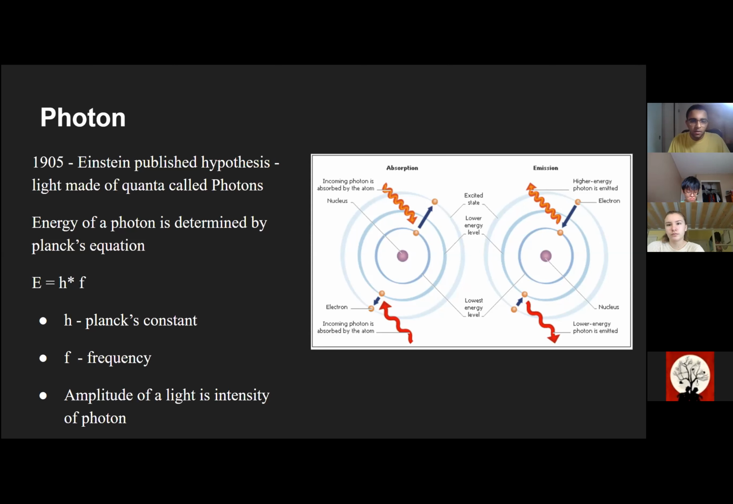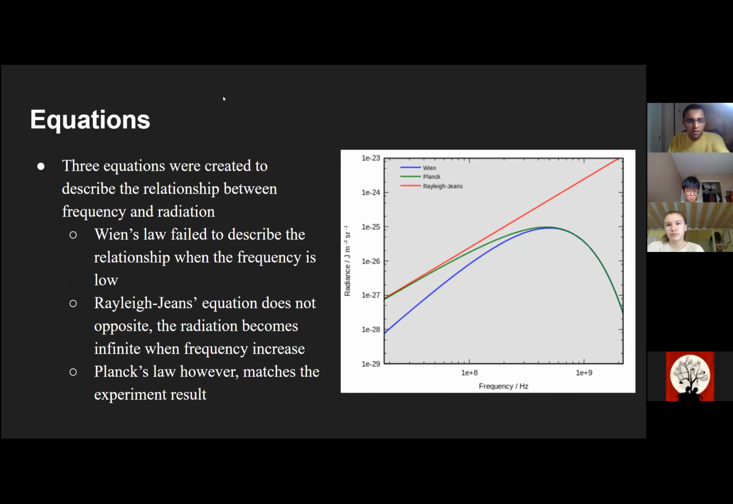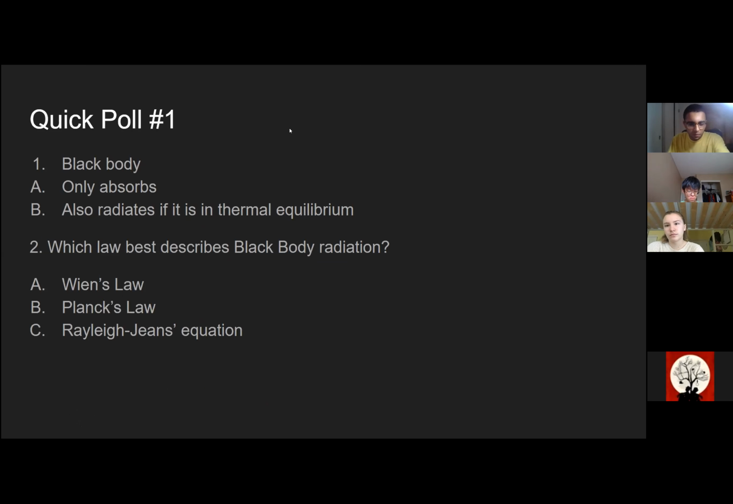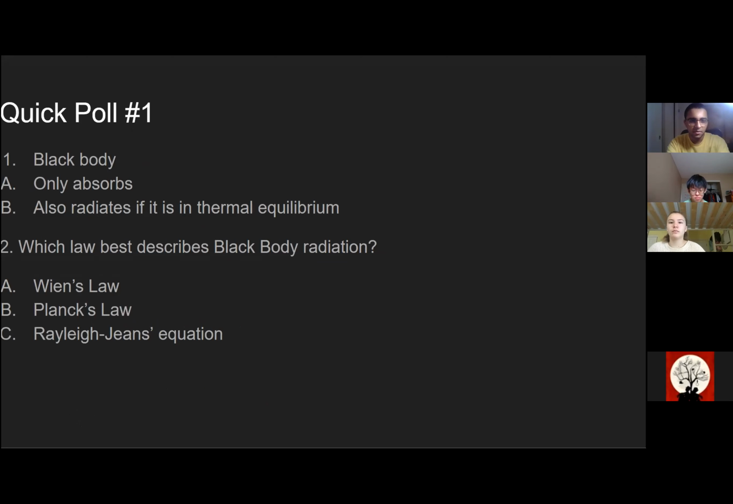Wrong slide. So just a quick poll. What is a blackbody? And which law best describes blackbody radiation? Please put your answers in the chat.